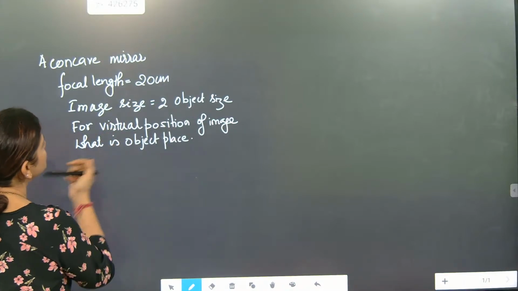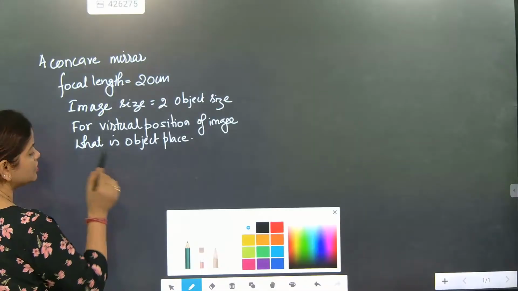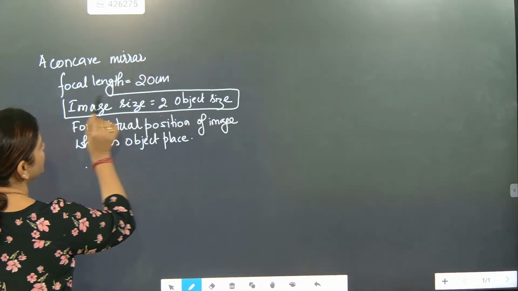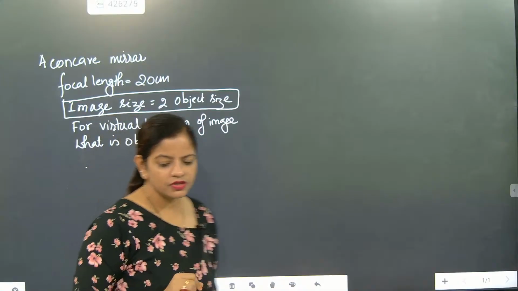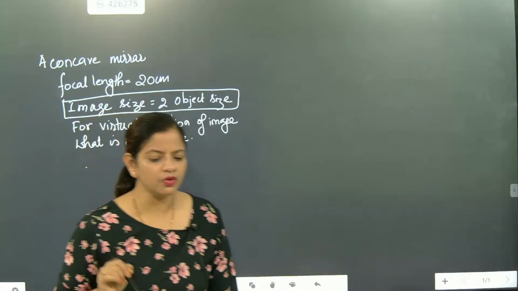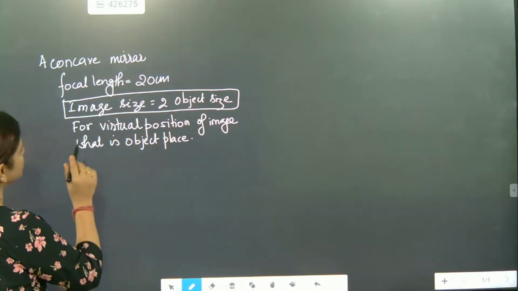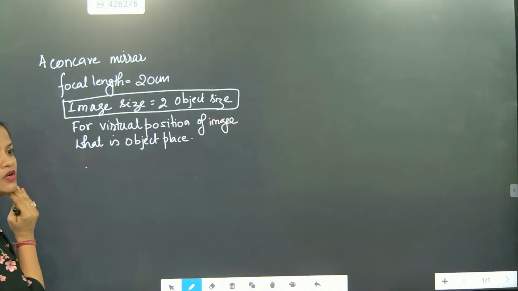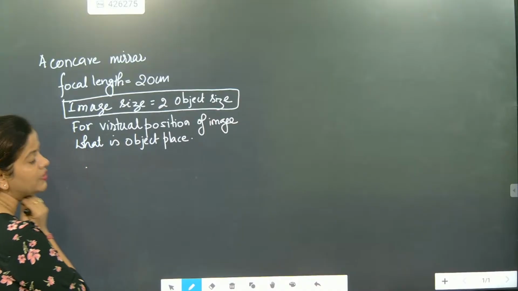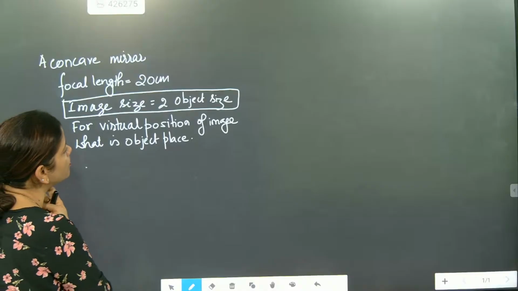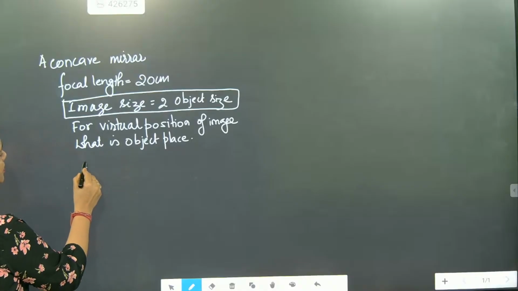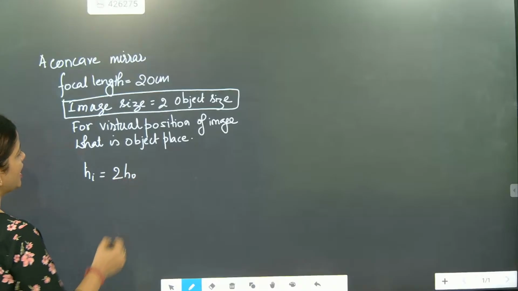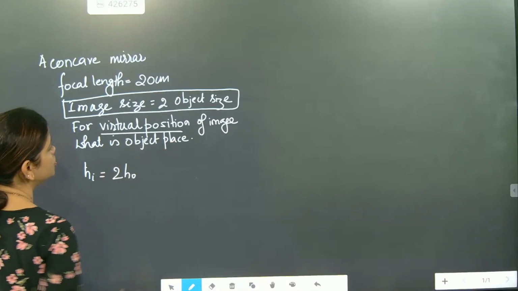But beta, this is the biggest clue. When this clue is given, this is the biggest and most important one. Why? Because image size is 2 times the object size, meaning height of image is 2 times the height of object. And the next word they have given is virtual.